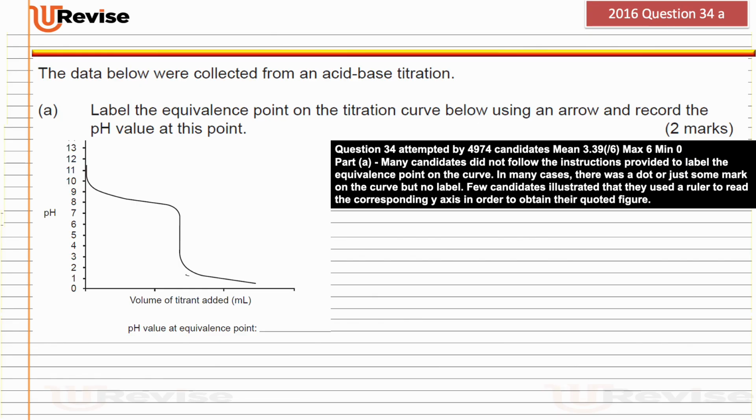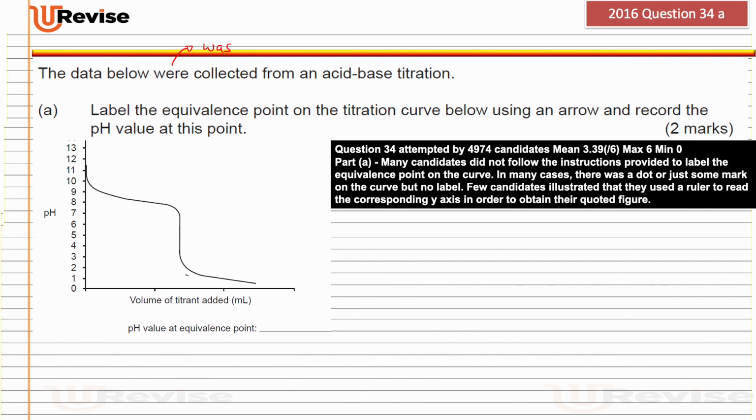Let us take a look at question 34A from the 2016 exam. It says the data below were collected from an acid-base titration. Label the equivalence point on the titration curve below using an arrow and record the pH value at this point.